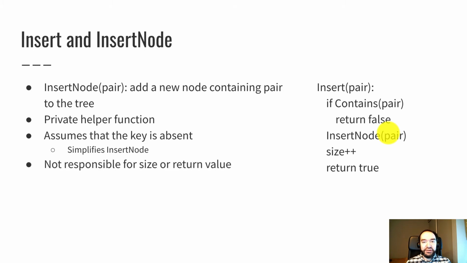Also, the insert node function is not responsible for the int size. That's being handled by insert. So when we write insert node, we don't have to think about size. Also, insert handles the return value of true or false, deciding whether to return true to say something did change or false to say nothing changed. So insert node doesn't have to worry about that either.